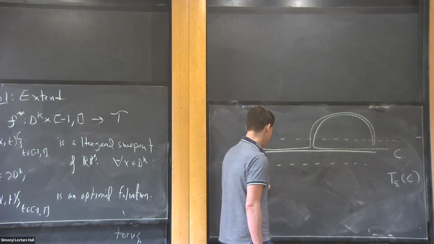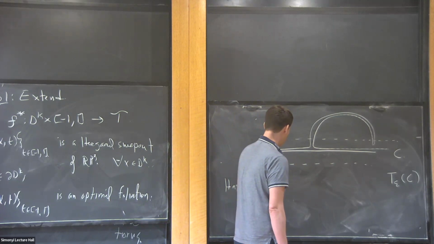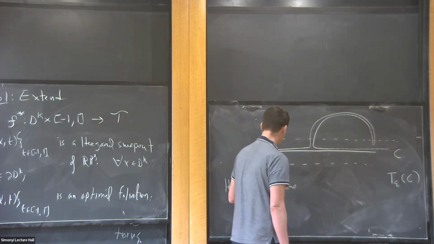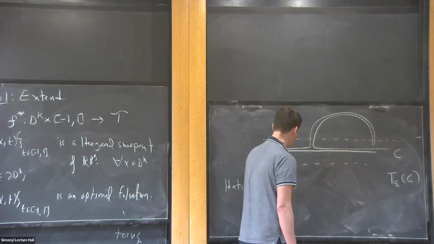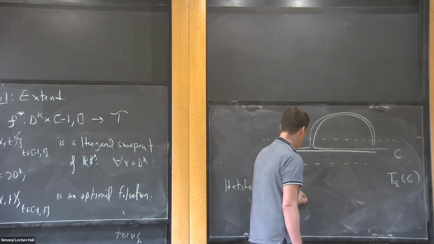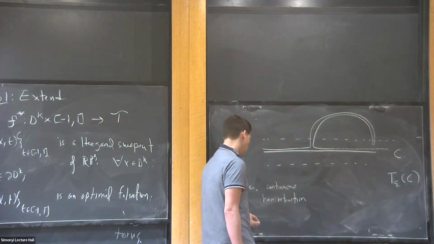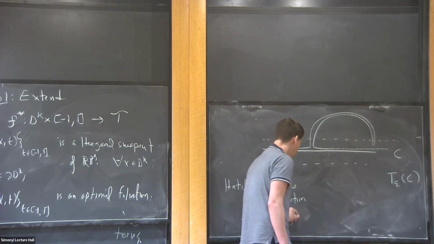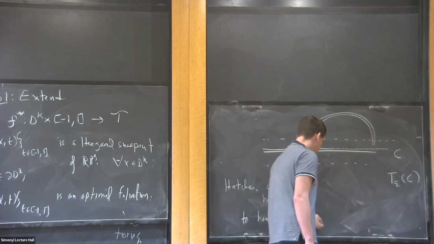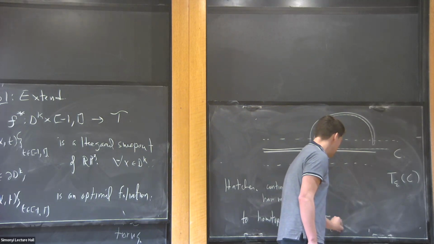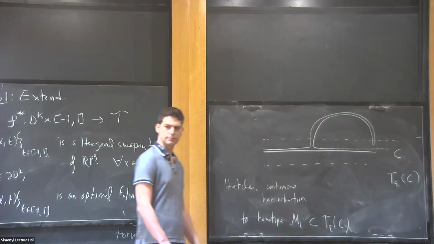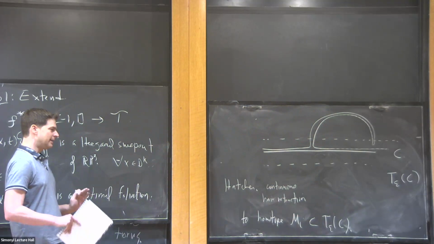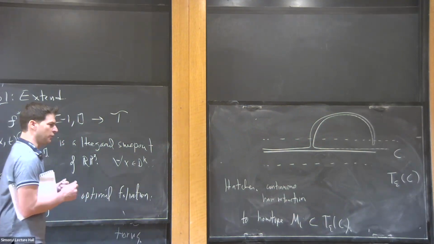What it amounts to is a continuous hair retraction to homotope the family, this M_i, so that all the surfaces here are actually contained in the tubular neighborhood of a Clifford torus. This is the key point of the whole proof.